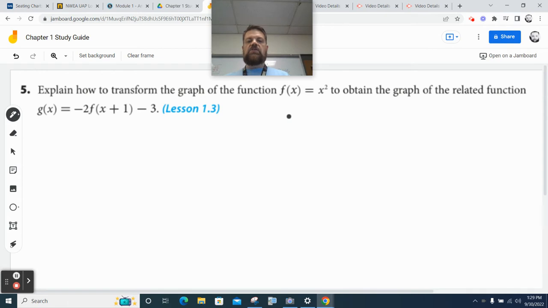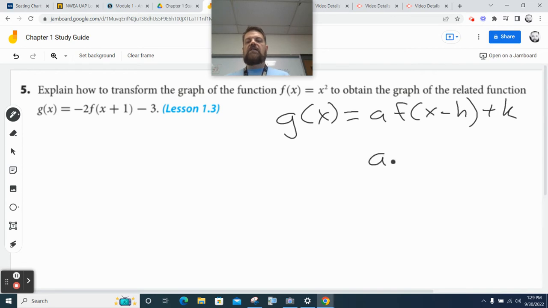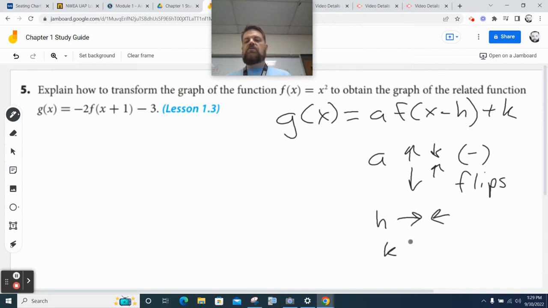So when we do g of x is equal to a times f of x minus h plus k, a does the vertical stretching or compressing, and if a is negative, it flips it. H translates left or right. K translates up or down.